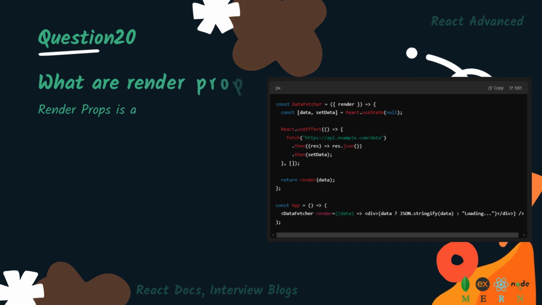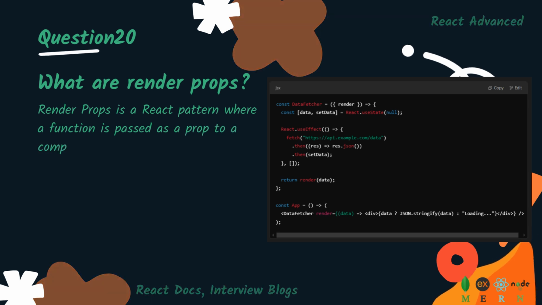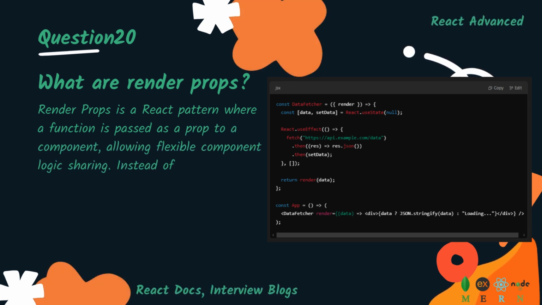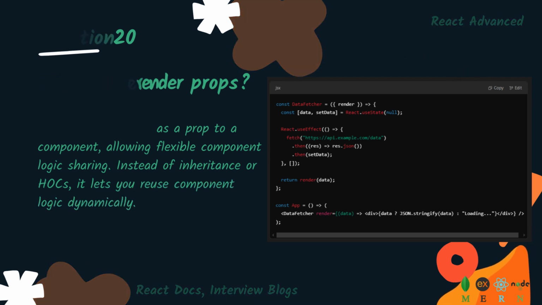What are render props? Render props is a React pattern where a function is passed as a prop to a component, allowing flexible component logic sharing. Instead of inheritance or HOCs, it lets you reuse component logic dynamically.